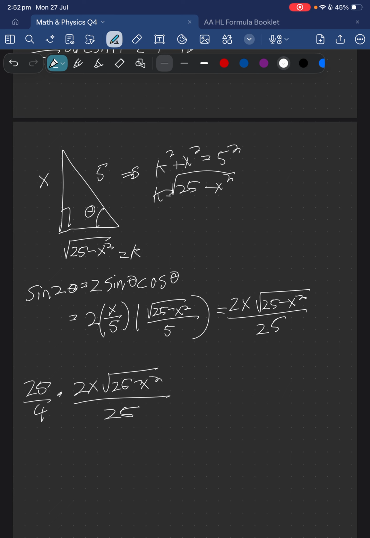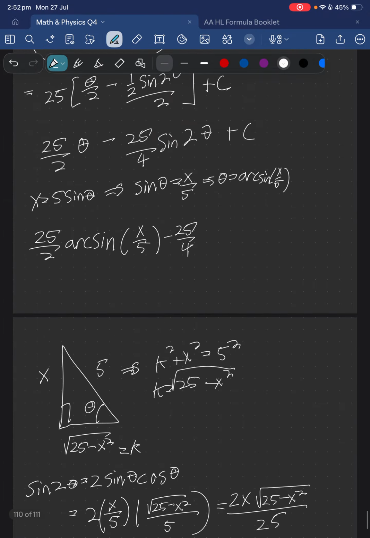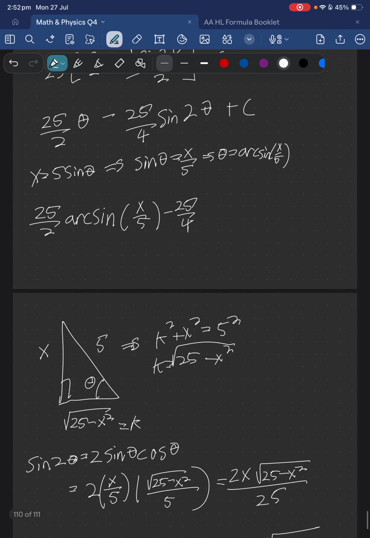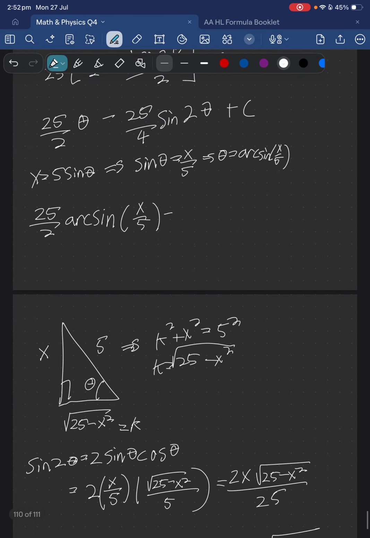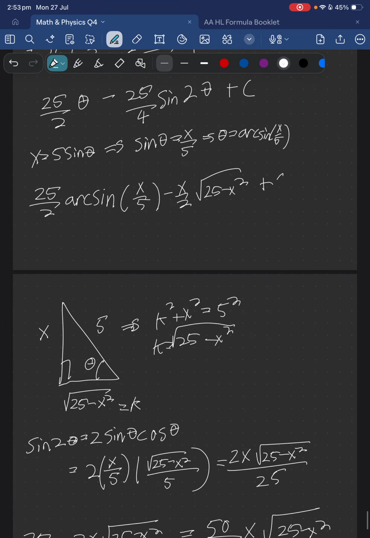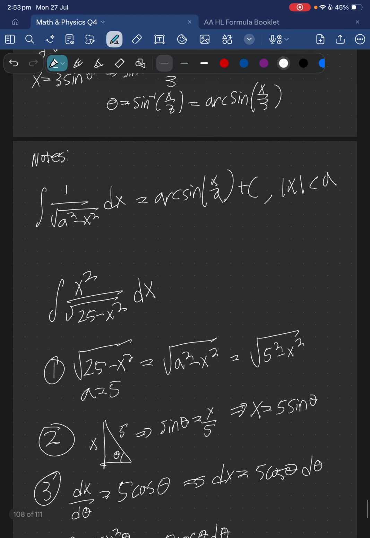We get 50 over 100 x, which is 1/2. So that's just x over 2 times the square root of 25 minus x squared. And finally, we get our answer, which is very simply just 25 arc sine of x over 5 minus what we have here, x over 2 times the square root of 25 minus x squared plus c, and that is our answer for this integral up here.